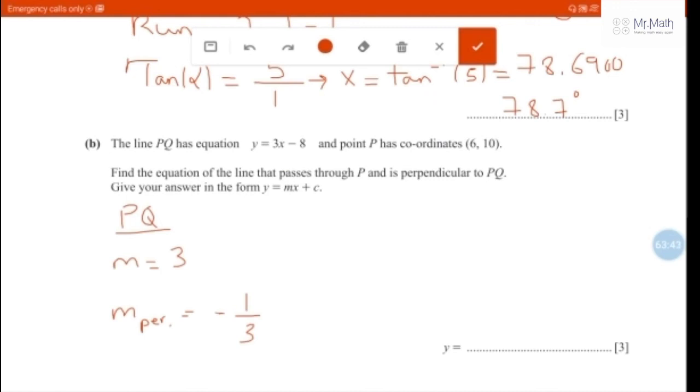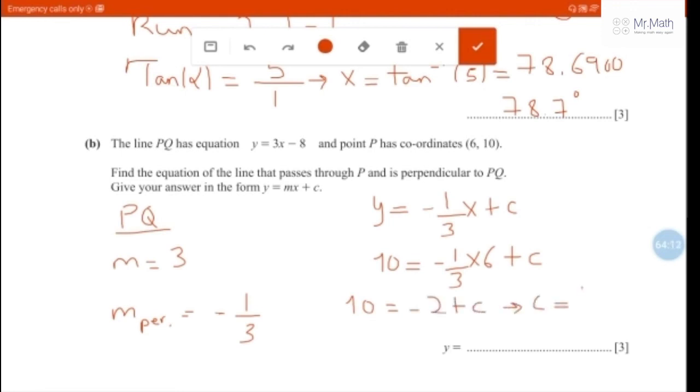So the equation becomes y equals negative 1 over 3 x plus c. Now to find c, I substitute the coordinates of P into the equation. So y here is 10, so 10 equals negative 1 over 3 times 6 plus c. So 10 is equal to negative 2 plus c. So c is equal to 12. So y equals negative 1 over 3 x plus 12.